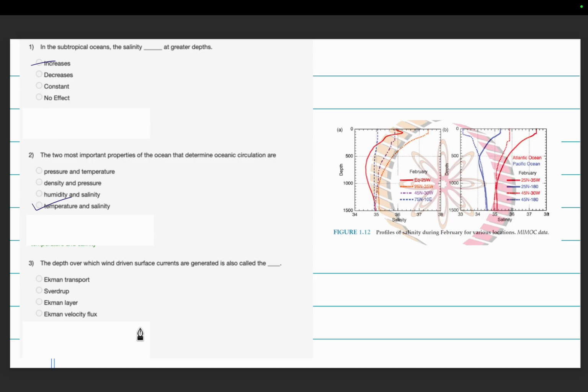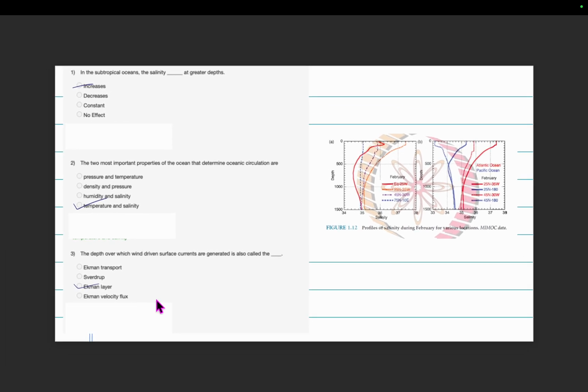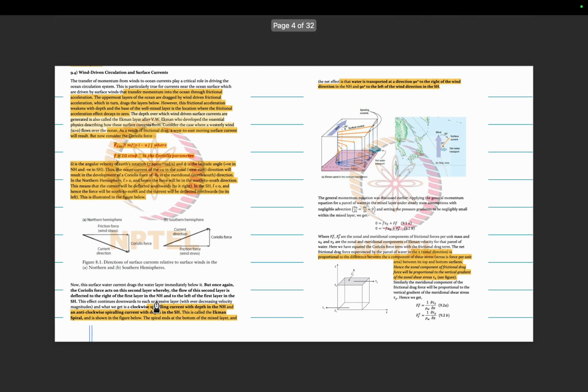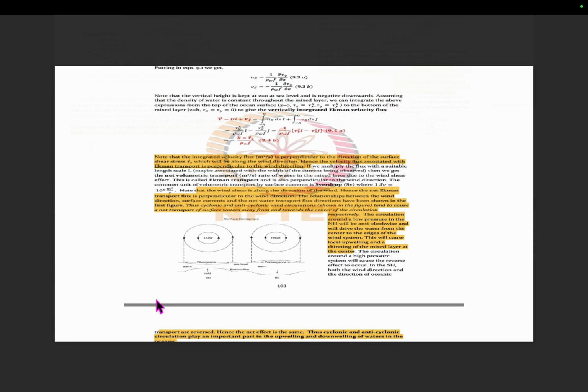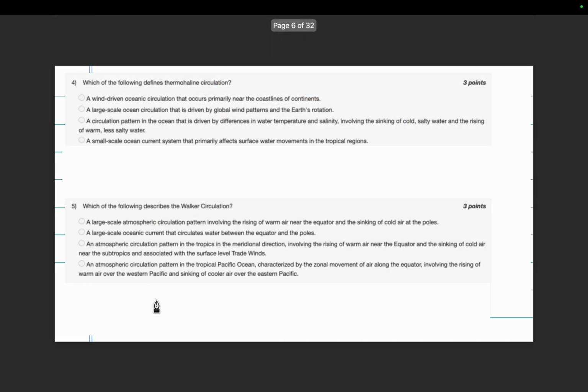The depth over which wind driven surface currents are generated is called the Ekman layer. Ekman layer, Ekman velocity flux. Yes, question 3, Ekman velocity flux is the right answer. Now we will not discuss this today. We will come to this later.